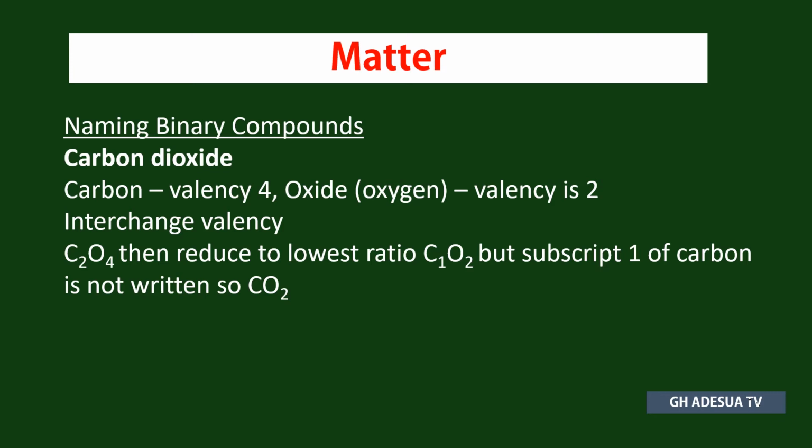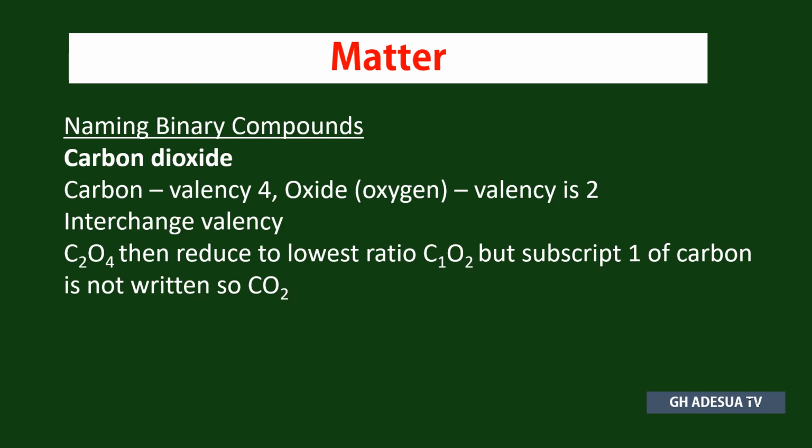And oxygen has a valency of 2. The valency of oxygen is 2 because oxygen has 8 electrons. If you write the electronic configuration of oxygen, it is what? 2, 6. Now the outermost shell being 6 will need 2 more electrons to become octet or to become 8, or to obey the octet rule. That is why oxygen has a valency of 2.